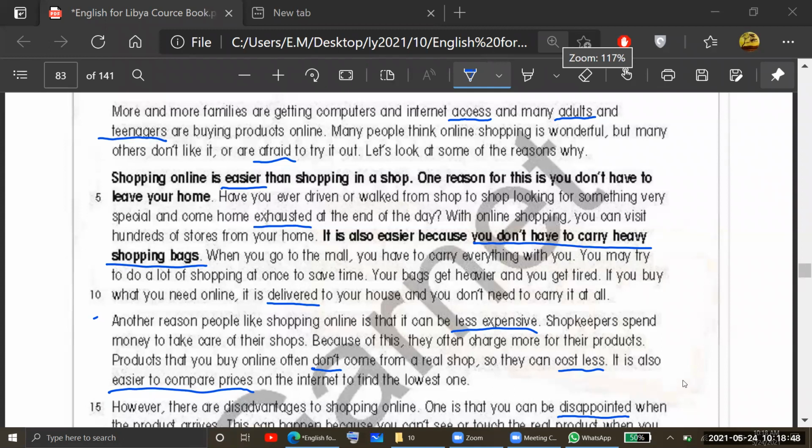Sometimes, as Musab said, you look for something in the mall or in the shops and you don't find it. Some things you can't find them. What do you do? You actually go online and you can almost find anything online. That's true. That's true. Yes, Safwan.